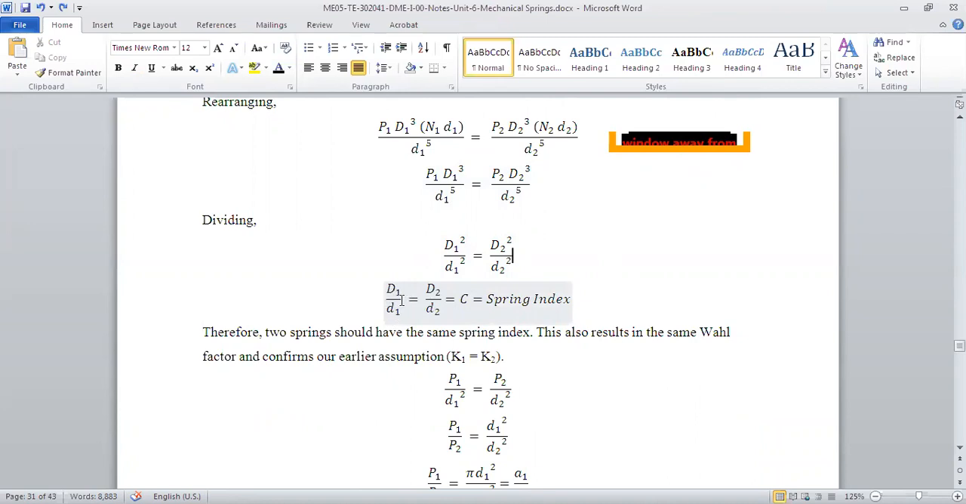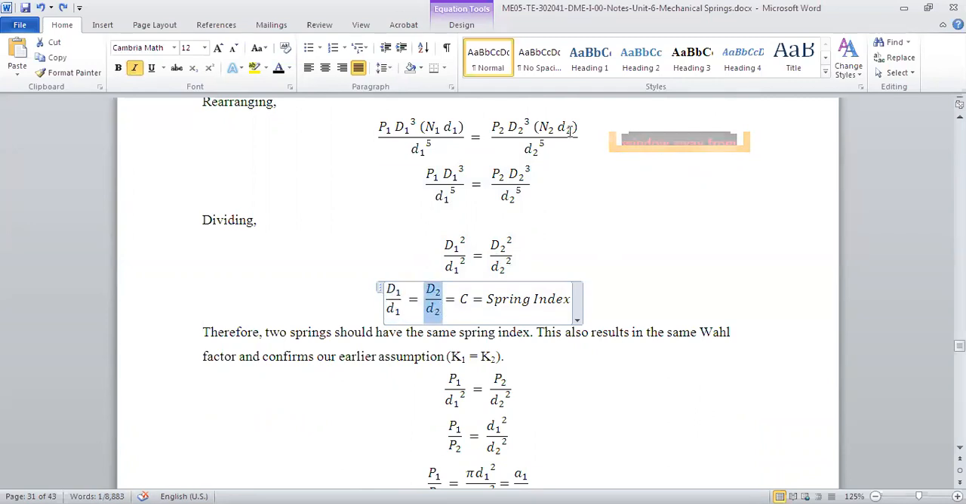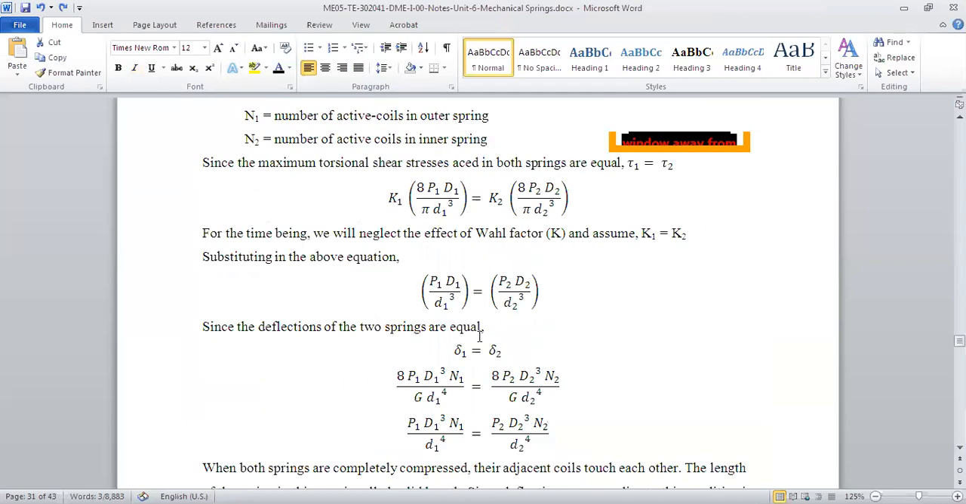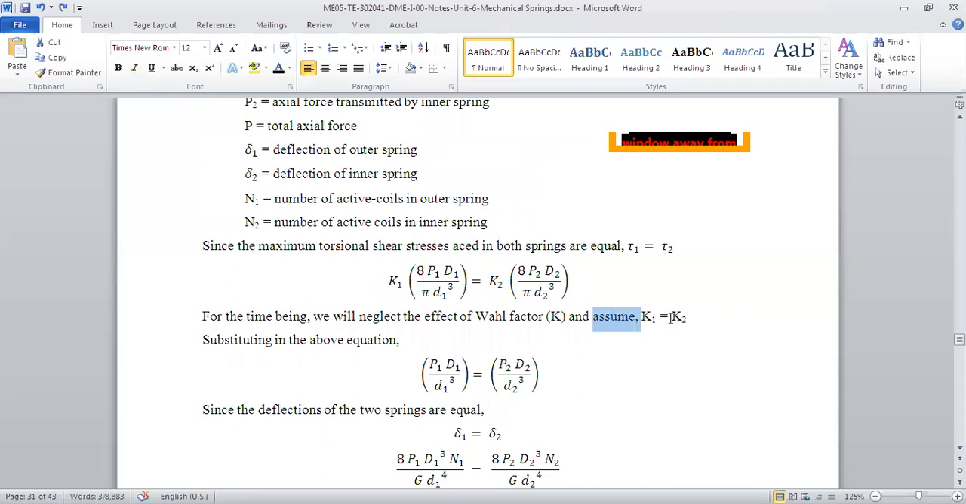So since the spring index is the same, what we proved here is that D1 upon d1 is equal to D2 upon d2. This is the spring index of spring 1 and the spring index of spring 2, and both of them are equal. So we can say the spring index C of both springs is equal, and since the wall factor is made only of the spring index C, we can say that since the spring index of both springs is the same, the wall factor of both the springs is the same. So K1 is equal to K2.